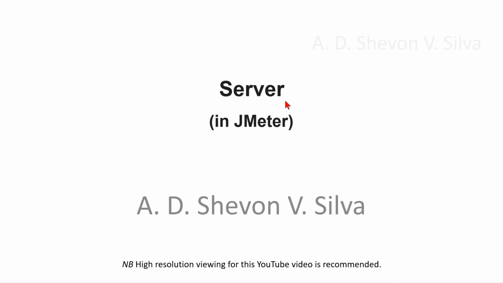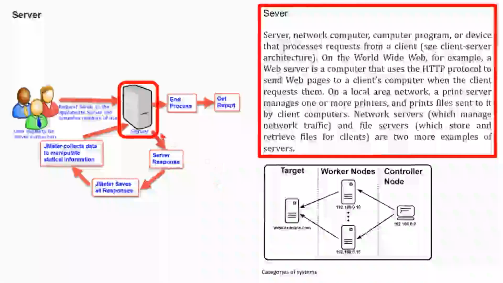Server in JMeter. Now we are focusing on server: a network computer program or device that processes requests from a client. You can refer to client-server architecture also.